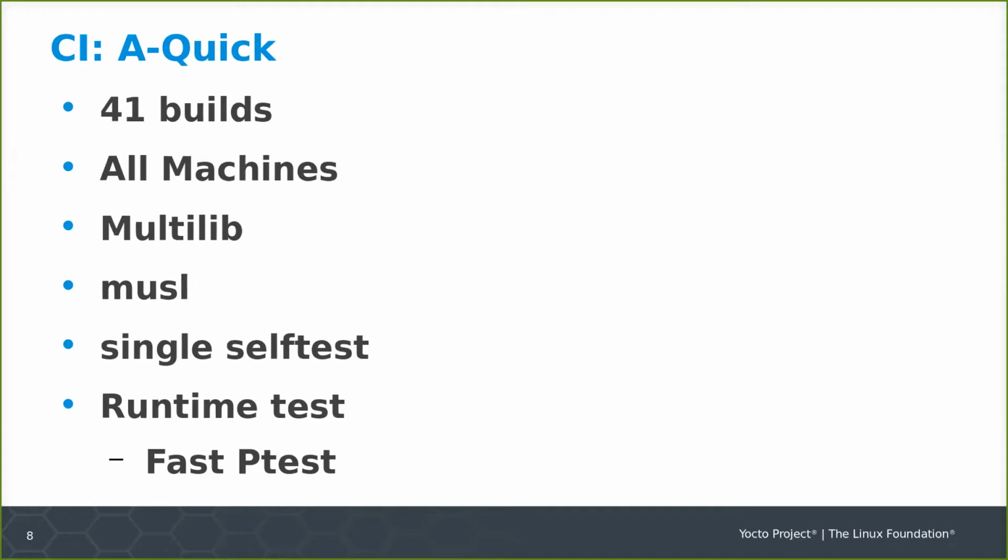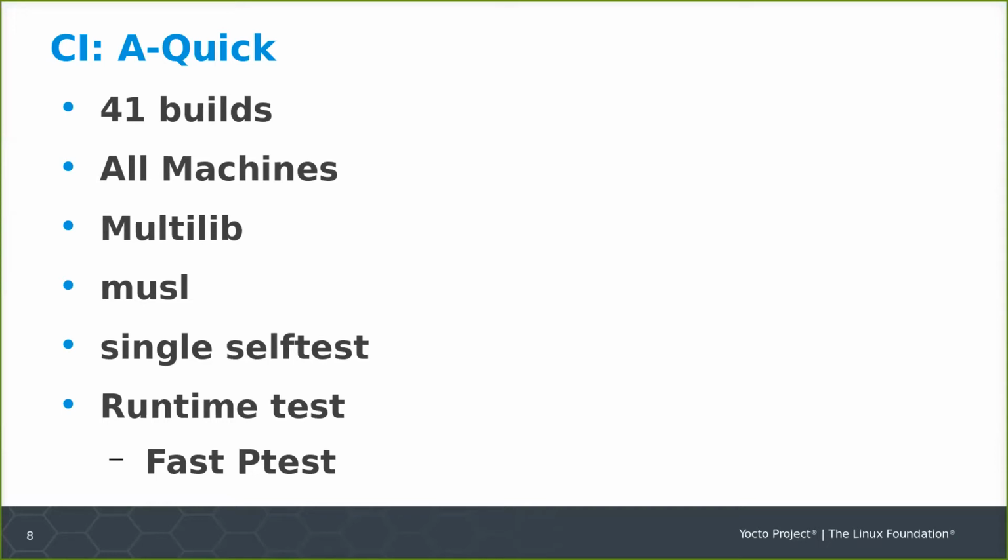Sometimes the stable maintainers will send out emails saying it passed a quick, or use some terminology that people might not be familiar with. So I'm going to go over what a quick is. It's a quick test that can be run. It's roughly 41 different kinds of builds. It does all the machine types that we have. It'll do a multi-lib configuration. It adds musl. We do 1 self-test build that I'm aware of.